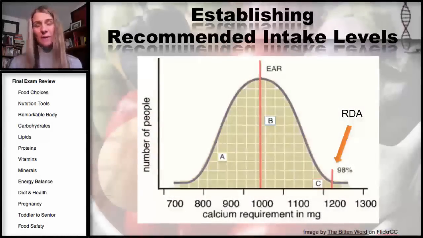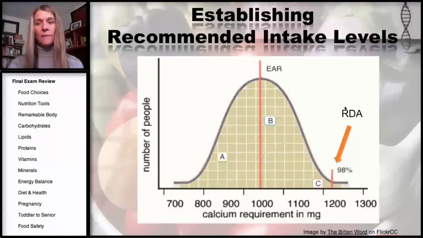Now we think about the recommended intake levels. Remember, the DRI committee establishes these, and they start by measuring a population and what they need. I have an example here of calcium, the calcium requirement, which for most adults is about 1,000 milligrams. This is just to show you that person A might need a little less, person C might need more, person B right in the middle. What they do is they take the measurements of all the people or a subset of people and get an average. This is called the EAR, or the estimated average requirement.